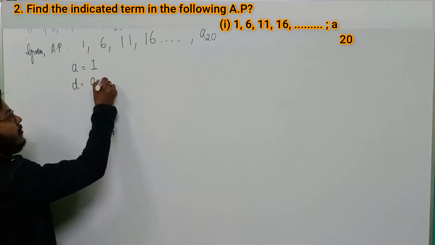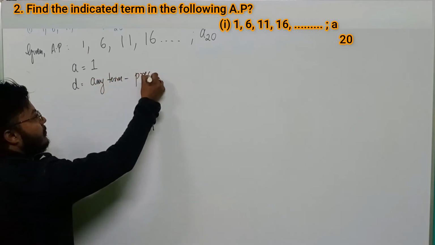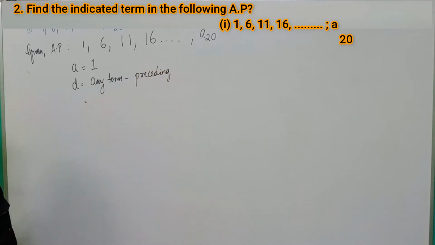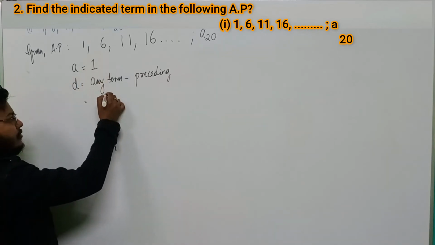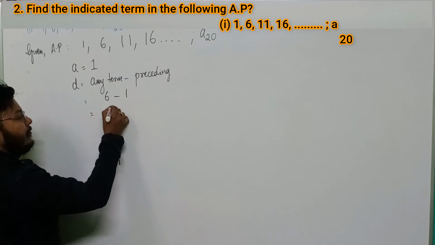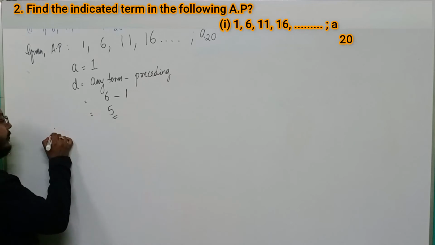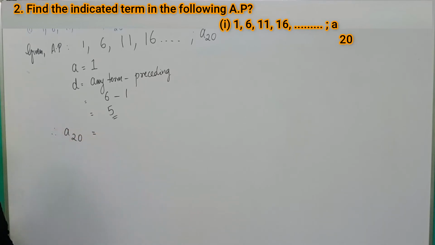Okay, so the formula is any term minus the preceding term. So what is my any term? Let us take the second term. So 6 minus 1. How much will I get? 5. So I got the common difference D. So therefore what you have to find? A20.